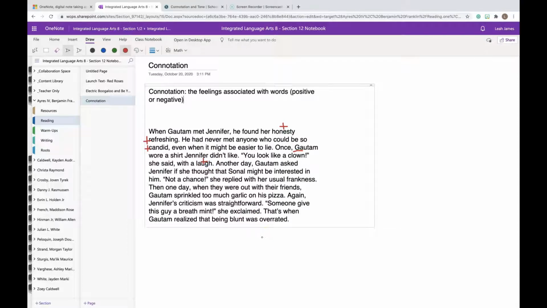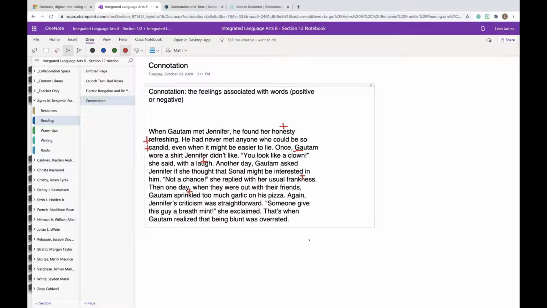Another day, Gautam asked Jennifer if she thought that Sonal might be interested in him. "Not a chance," she replied with her usual frankness. Then one day, when they were out with their friends, Gautam sprinkled too much garlic on his pizza. That word sprinkled has a positive connotation, just a little bit, right? And then that usual frankness kind of means the same thing as candid. And I'm going to put a little positive sign above it.